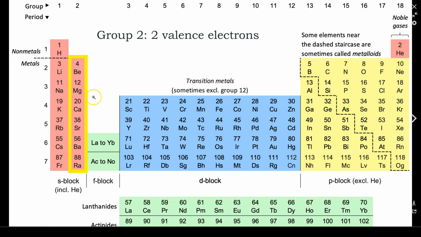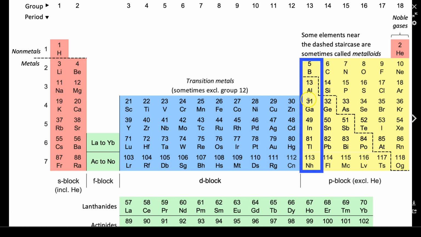And this periodic table has been shown with the lanthanides and the actinides and all the transition metals. We're just going to go ahead and skip those. We're going to skip right over those, and we're going to go to the next column here. These all have 3 valence electrons. So group 13 has 3 valence electrons.